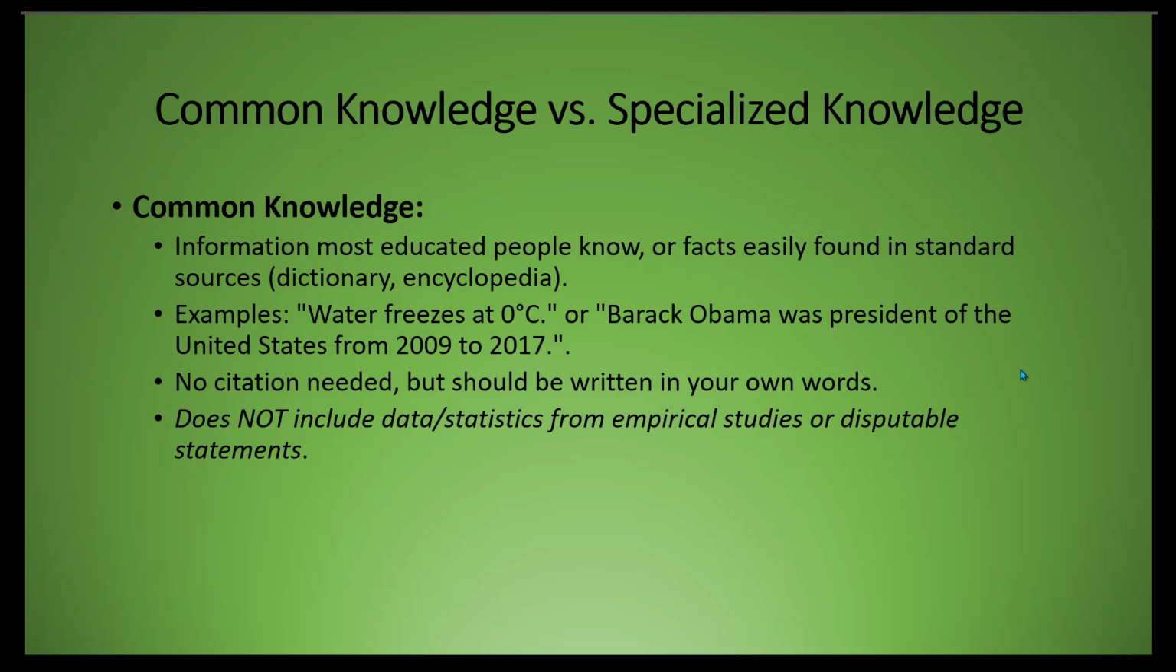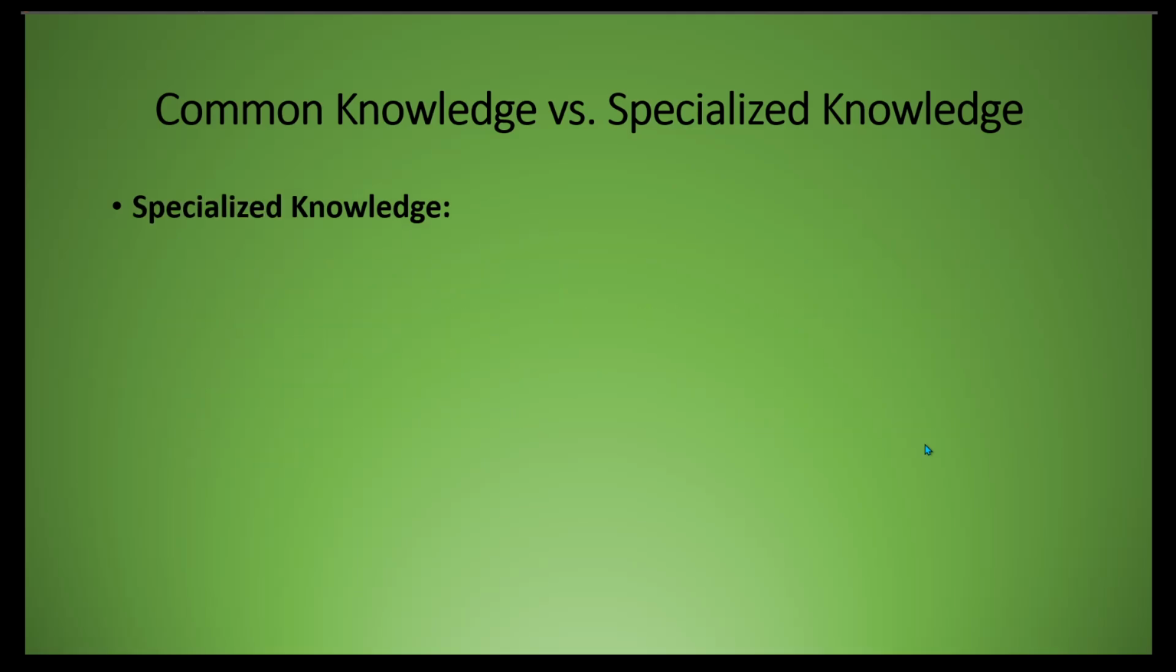Common knowledge does not include data, statistics from any study, or any statement that people might disagree with. A disputable statement means if somebody goes, well, I don't know if that's true, you need to provide a citation for it. Okay? So if it's specialized knowledge, you need to provide citations. These are original ideas, statistics, lesser known facts, expert opinions. These are the types of things that people might disagree with.